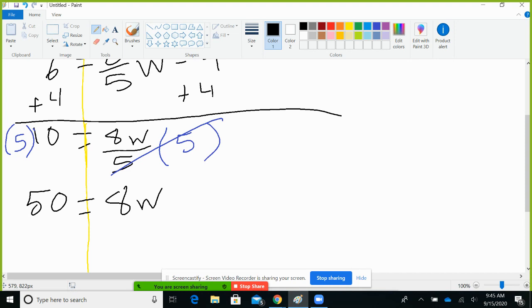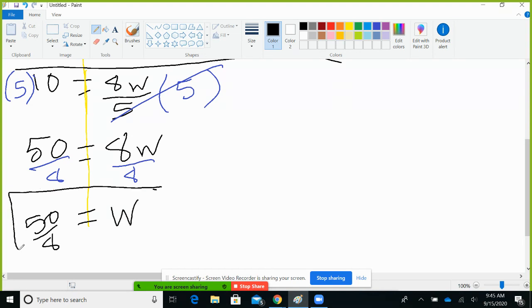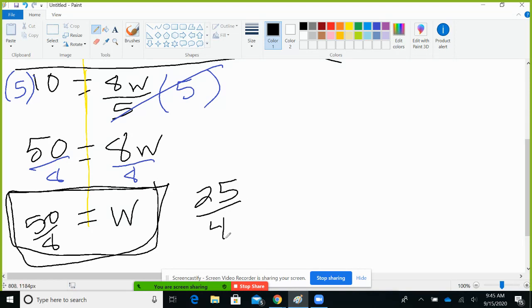And what's your last step? Nice, perfect. Divided by 8, divided by 8. And you're left with 50 divided by 8 equals W. There's absolutely a way to simplify it. They're both divisible by 2. So I could have 25 over 4 equals W.